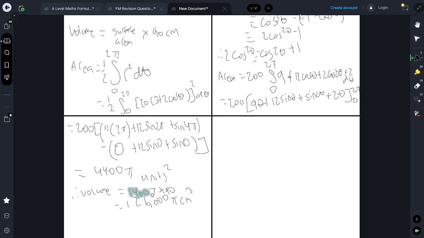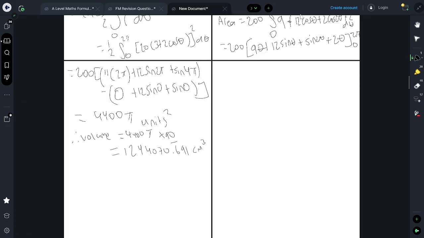Cool. Finally, so then the volume, putting the right area in, is 4400 pi times 90, and that will be, oh, this big number here. That would be equal to 1244070.691, and that'd be centimeters cubed again. There we are. So then that's the volume.